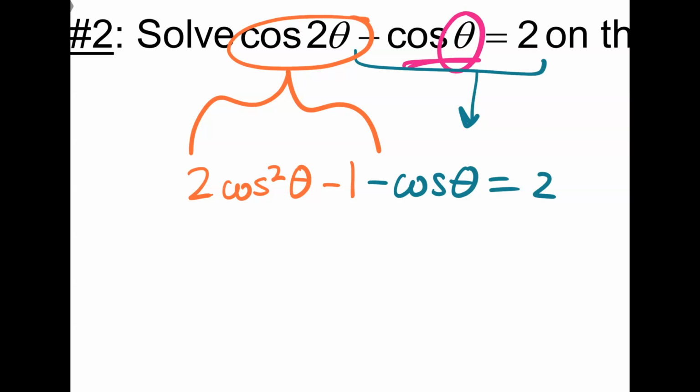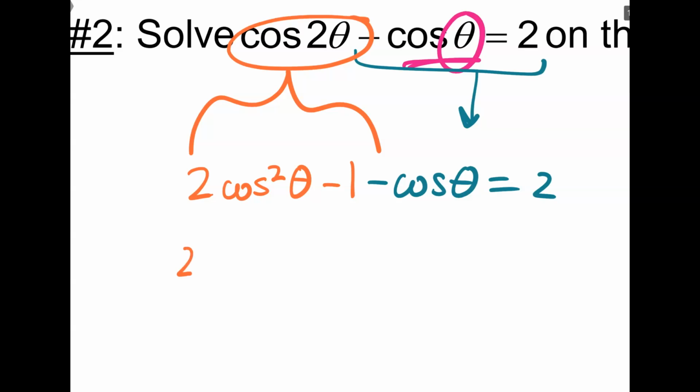Okay, now that I have this, maybe I can move everything on the left side, set it equal to 0, factor, and solve. It's not really different than what we did in section 5.3. It's just one step more. So in order to get to this step, we had to take cosine double angle, put it in terms of the regular angle. And now it's just like a problem we had in 5.3.